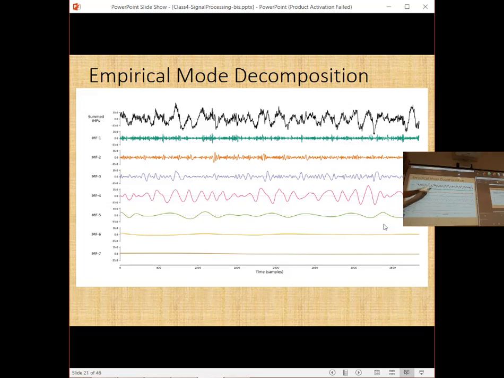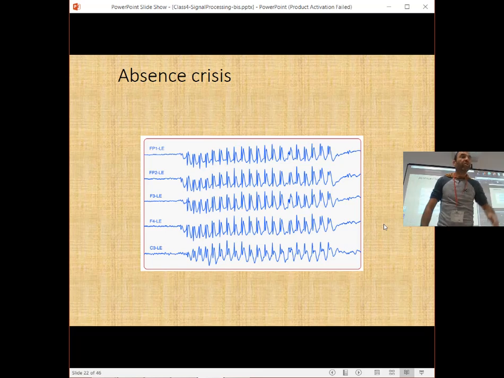So this is a way. I want to show you this on a better example, which is a real case problem, called absence crisis. This is an epilepsy crisis in children. What do you see? You see an oscillating signal, and you have a motif which is a spike and a wave. You have a spike and a wave. Something very sharp and something very smooth. And you want to identify this automatically. That's your goal.